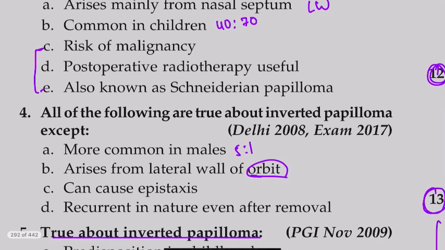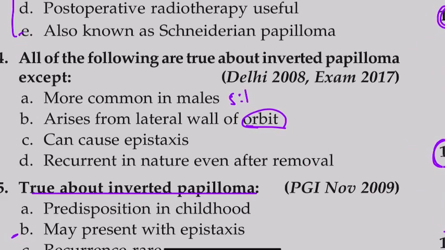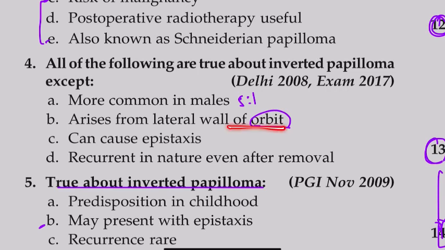All of the following are true about inverted papilloma except: more common in male, that's right. Arises from lateral wall of orbit, that's right. Can cause epistaxis, that's right. Recurrent in nature even after removal. Now here all of these are true. Here it is saying it arises from the lateral wall of orbit, not nose, so it is the right answer. It arises from lateral wall of nose.